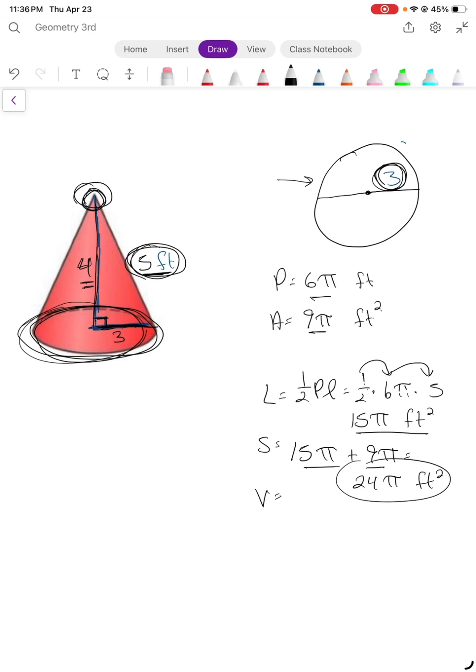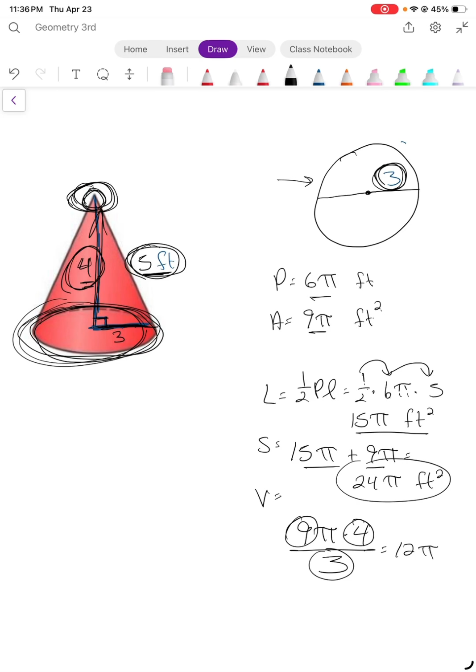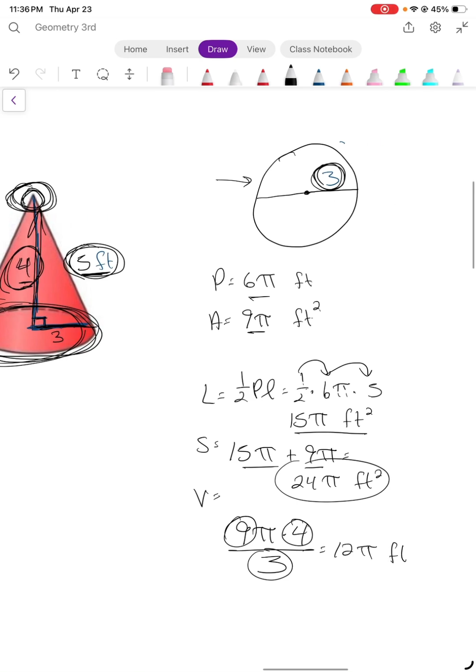To find the volume, again, we're stacking area. So we got an area of 9 pi. That's the bottom. We're going to stack it straight on, so make sure you go by the regular height. And since it does come to a point, we're going to divide it by 3. So multiply and divide what you can. 9 times 4 is 36. So divide it by 3, it leaves you 12. Don't forget your pi. And again, that's going to be in, since it's volume, cubic feet.